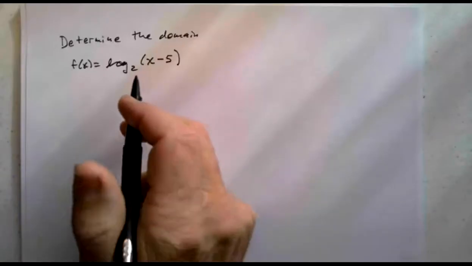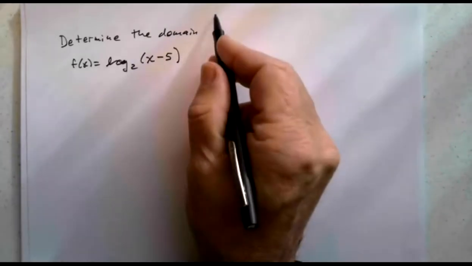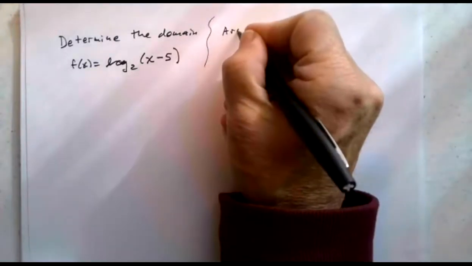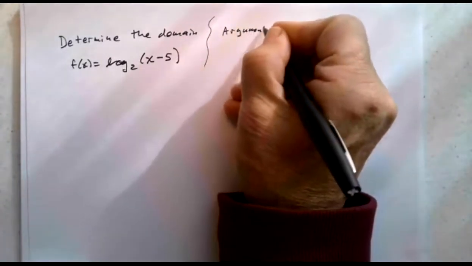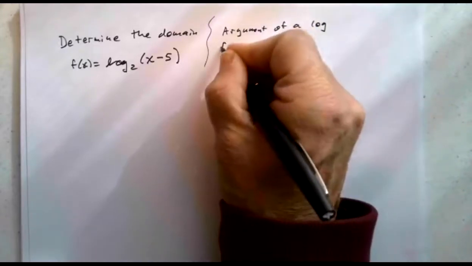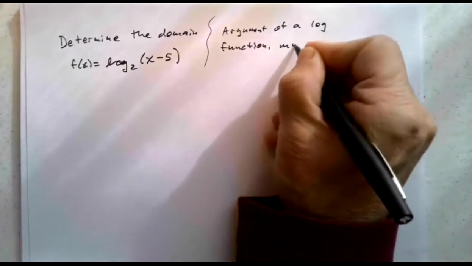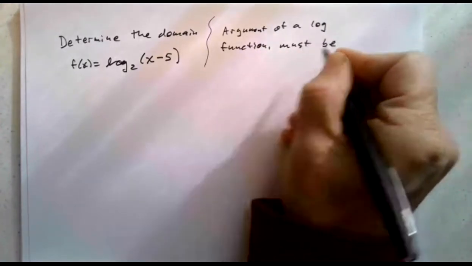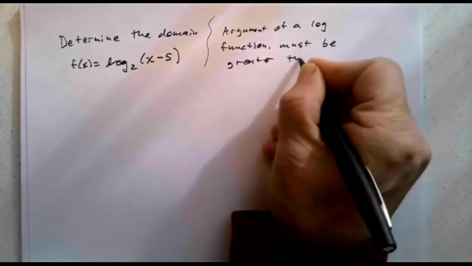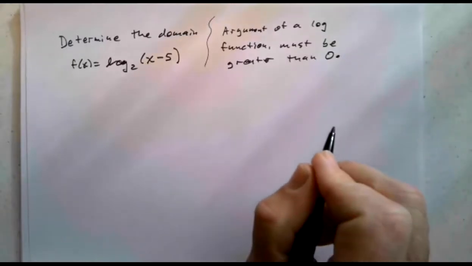Okay, this question asks us to determine the domain of the function f of x is log base 2 of x minus 5. And the thing to remember is the argument of a log function must be greater than 0. You cannot take the log of 0. You cannot take the log of a negative number.